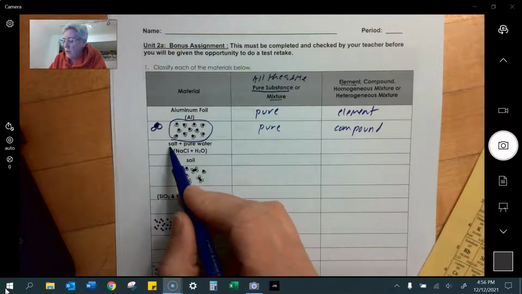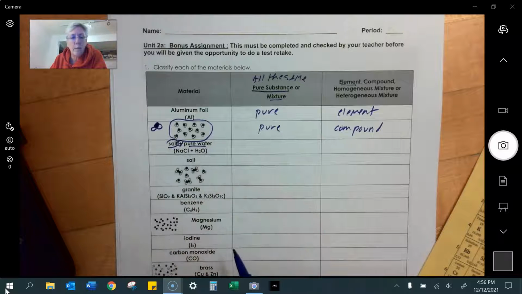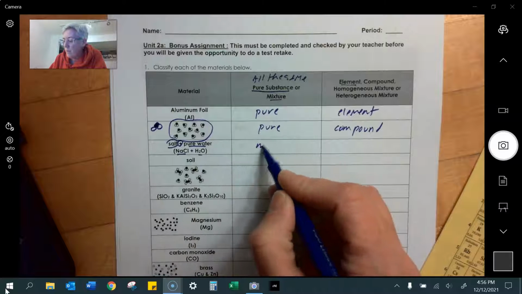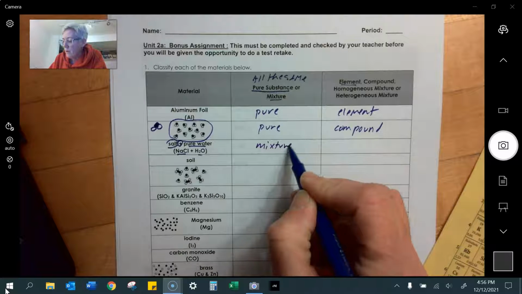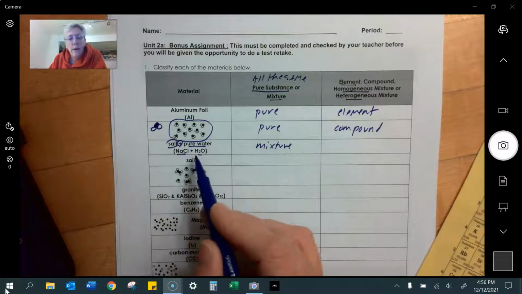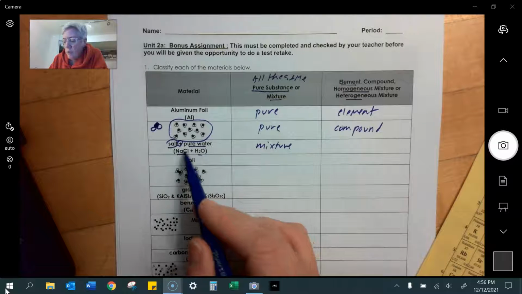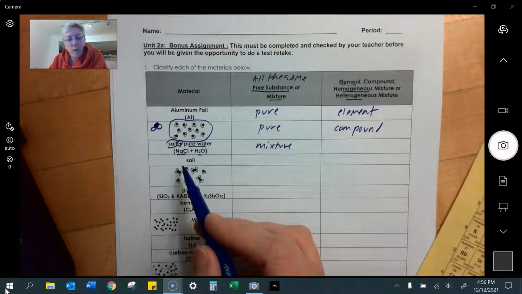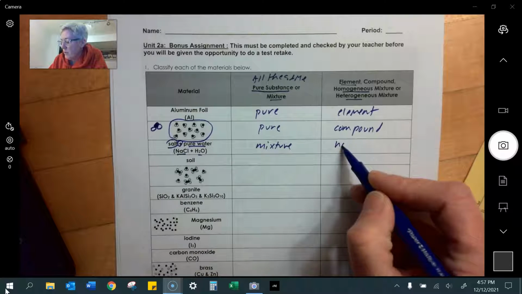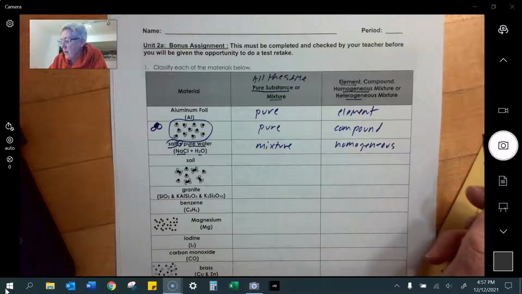All right, here we have salt, plus pure water. So we have two things in there together, so that's a mixture. And homogeneous mixture versus heterogeneous: this is a little bit of a judgment call, but I'm going to assume that all the salt has dissolved and we can't really see any salt particles floating around. So I'm going to call that homogeneous.